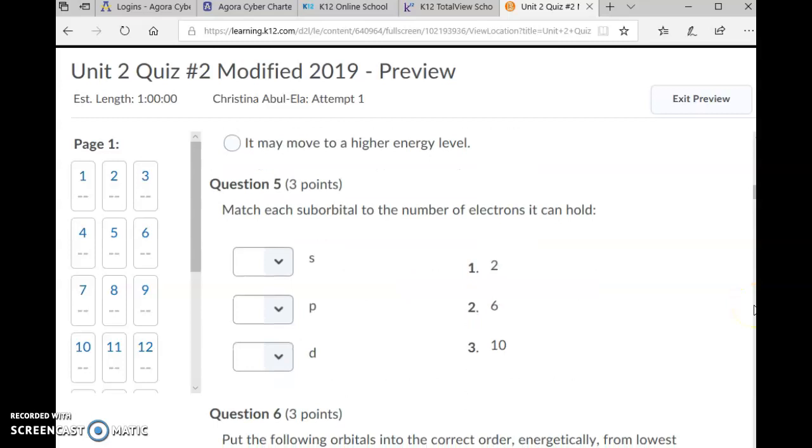Question 5 is matching. Match each suborbital to the number of electrons it can hold. We have the s orbital, the p orbital, and the d orbital, holding 2 electrons, 6 electrons, 10 electrons.